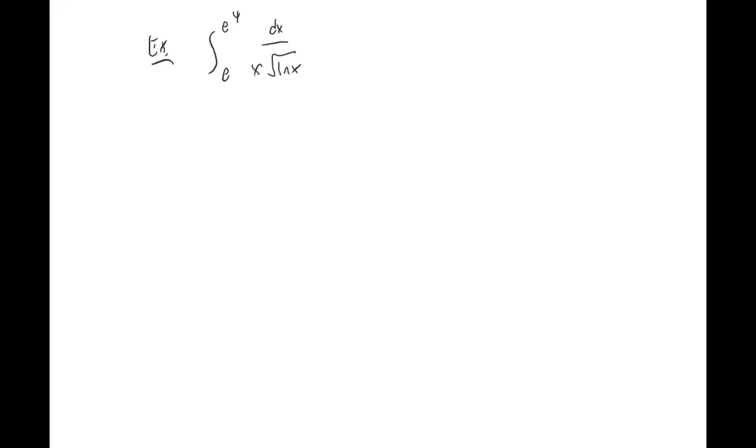Yeah, u is ln x, du is 1 over x dx, right? That's the derivative of natural log. You can already notice that 1 over x dx is just this part. Or you could also do what I did before, isolate the dx. But I think in this case, it's kind of clear. It's just 1 over root u du, right? The blue part is du, and then this part's the root u.